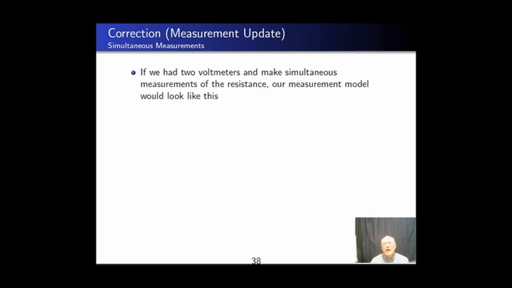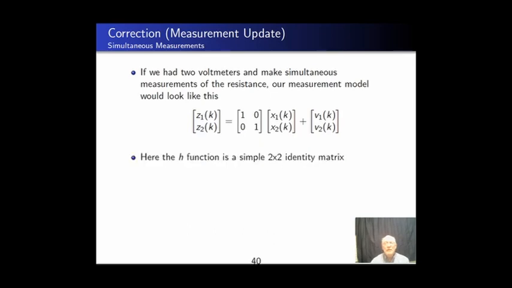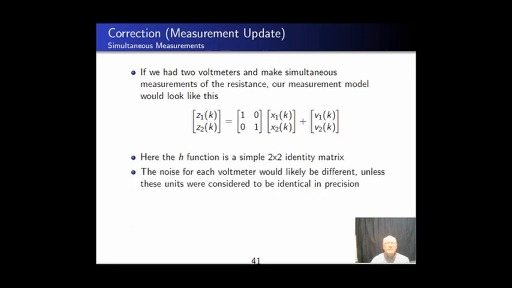Now, as we mentioned before, if we had more than one voltmeter or sensor, we could take simultaneous measurements and then stack them together into a column vector. So we would have a measurement model that looked something like this. Here we have two measurements from two different voltmeters. The relationship is very simple still. The H matrix here is an identity, and then we add on to it the measurement noise. And those are separate independent measurement noise samples for each voltmeter. They might have identical statistics, but they're independently sampled. So here the H matrix is a simple 2x2 identity matrix.